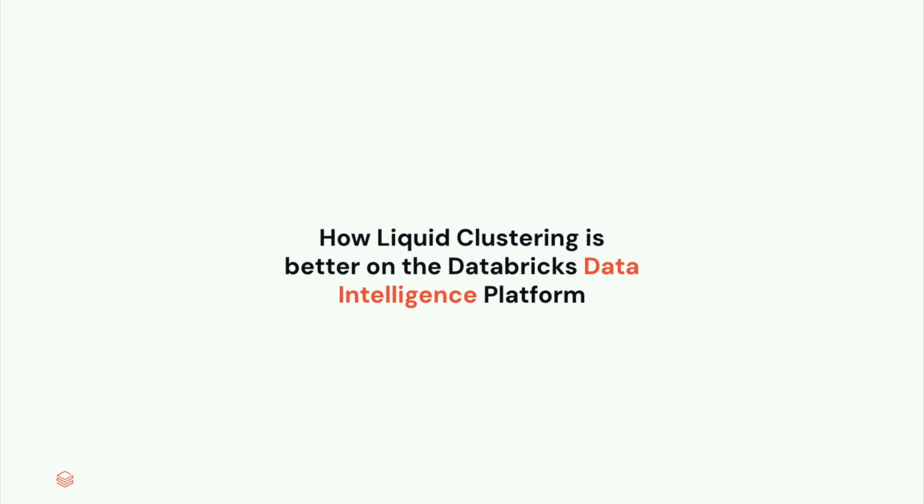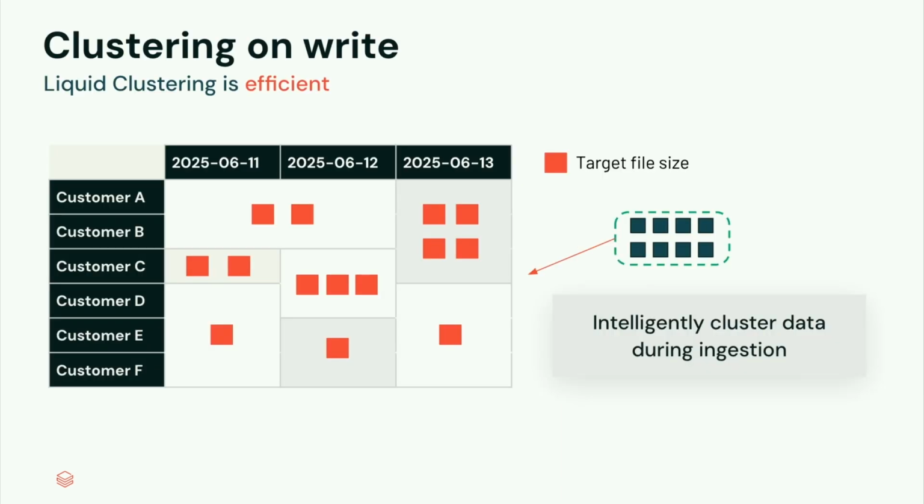So far we covered just the basics of liquid clustering. Let's see how liquid clustering does on the Databricks data intelligence platform. So on the Databricks platform, we have more information about workload and patterns. So we're able to have more features like clustering on write, which allow you to cluster data as and when you ingest without waiting for maintenance operations. So let's say this data that I'm ingesting does not only contain data for the 13th of June, but also 11th and 12th.